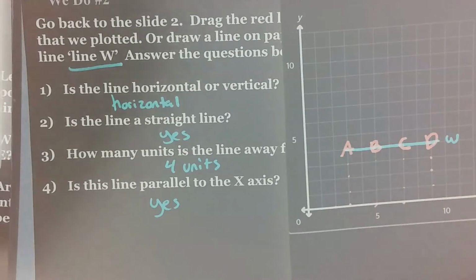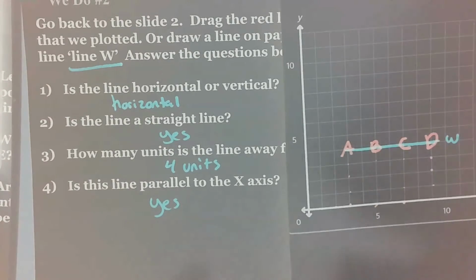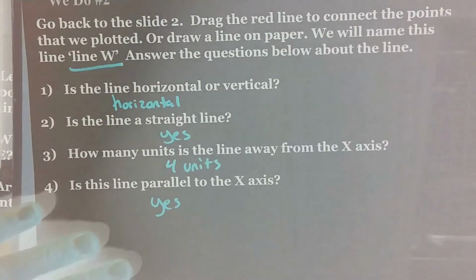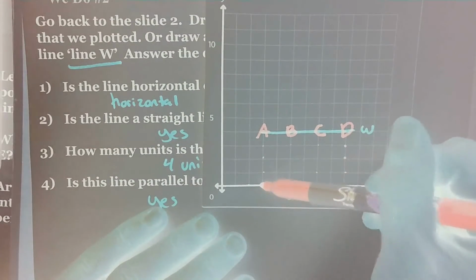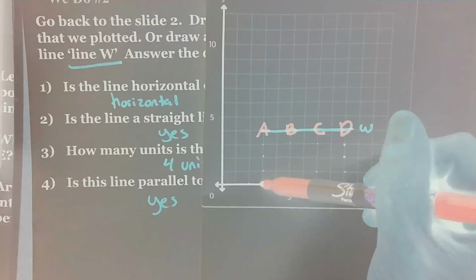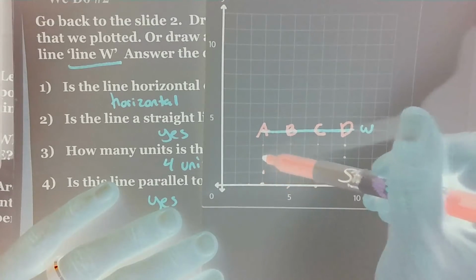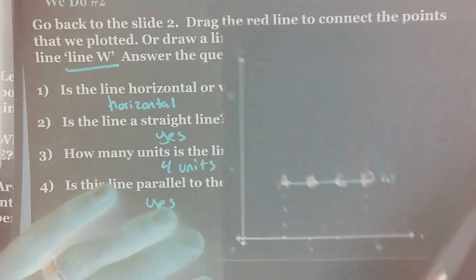All right, welcome back. Let's see how we did. Question 1, yes, it is a horizontal line. Question 2, it is a straight horizontal line. How many units away from the x-axis is our line? If we count from the 0 point of the x-axis, it is 1, 2, 3, 4 units away from the x-axis.